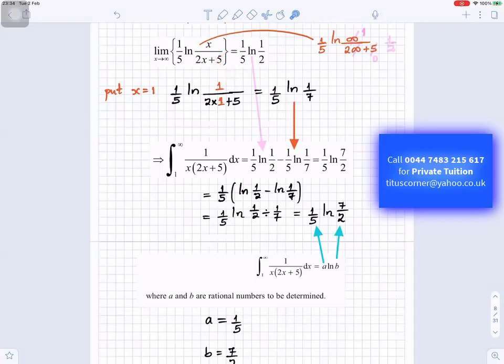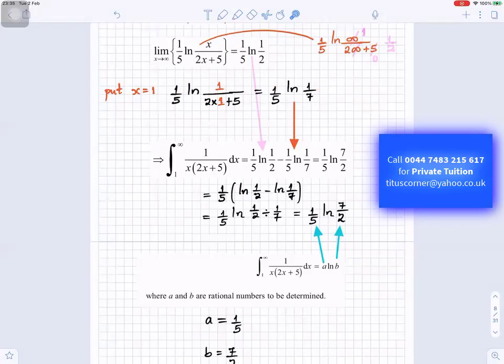So it's a large number over 2 times a large number. So one of them will cancel. You're left with a half. So imagine that large number over here is infinity. It will cancel, and you're left with a half because that 5 is like 0. So you would have 1 over 5 ln half. And since we're integrating from 1 to infinity, if we put x equals to 1, it will be 1 over 5 ln 1 over 2 times 1 plus 5. 2 times 1 is 2 plus 5 is 7. So it will be 1 over 5 ln 1 over 7.